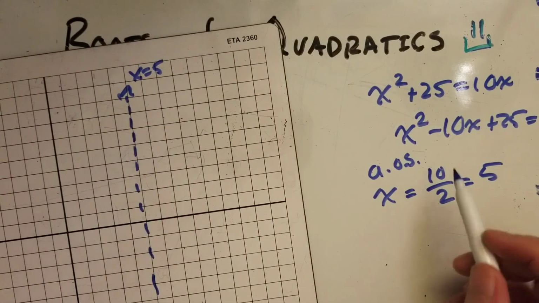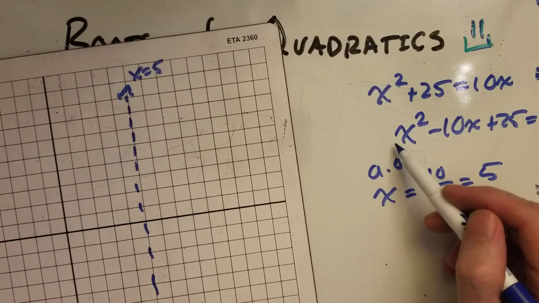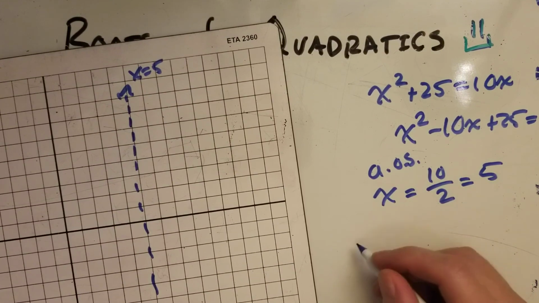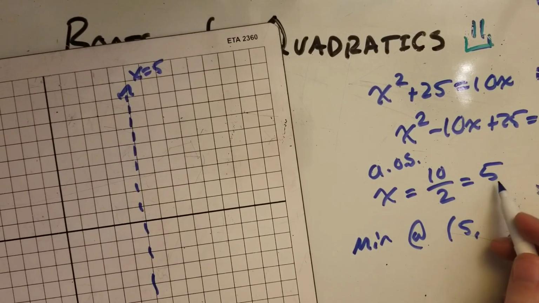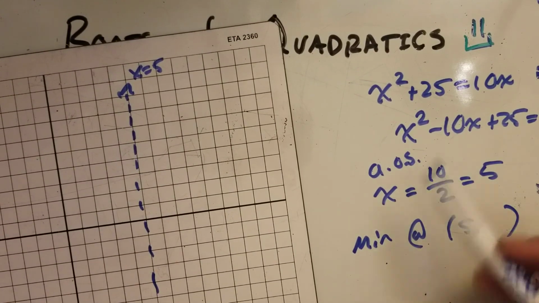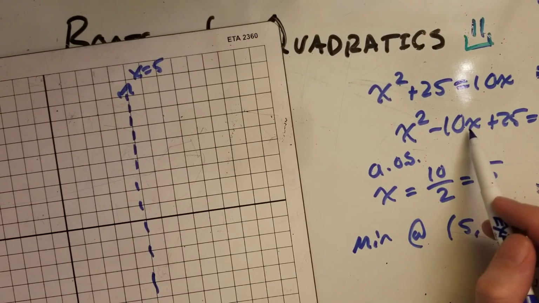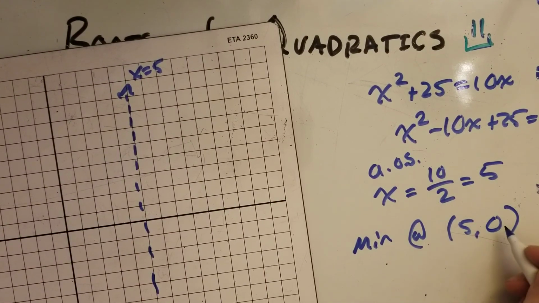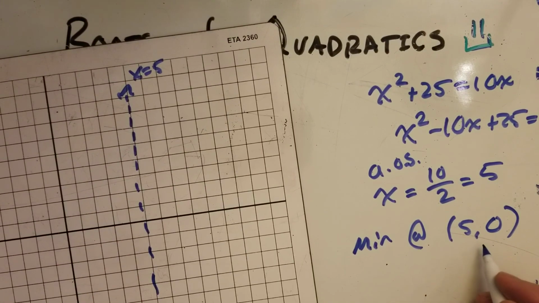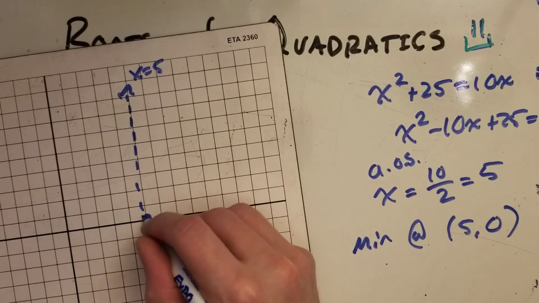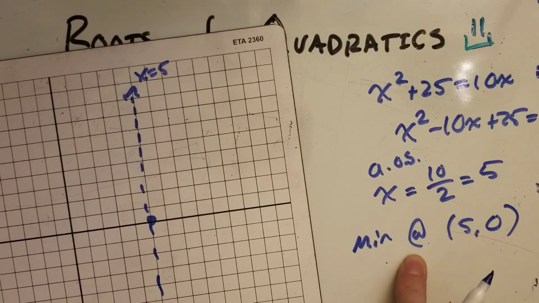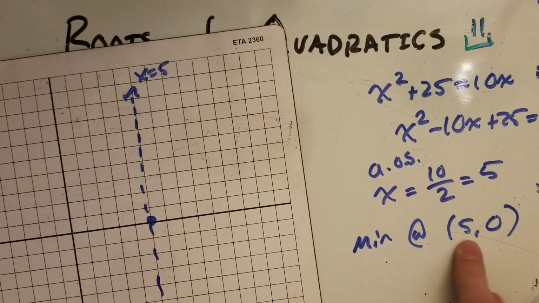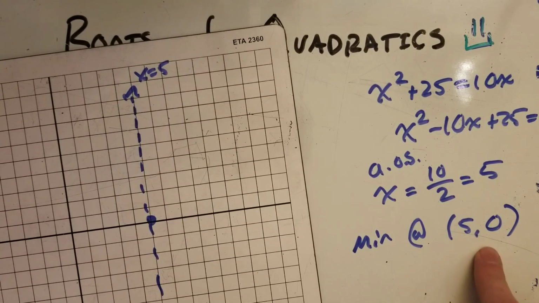Notice that we are going to open upward, which means we have a minimum. So we're going to have a min at 5 comma something. Plug 5 into your function and see what the output would be. 25 minus 50 plus 25 is 0. So there's your vertex, (5, 0). If you know this is the vertex, and it's a min, that's the lowest point, and it's on the x-axis, that's going to be one root. It's a double root there at x equals 5.